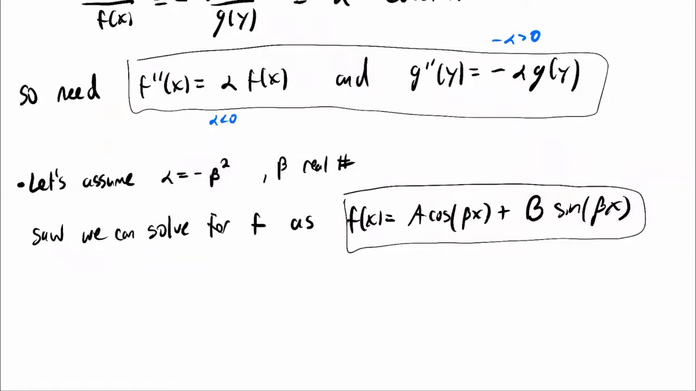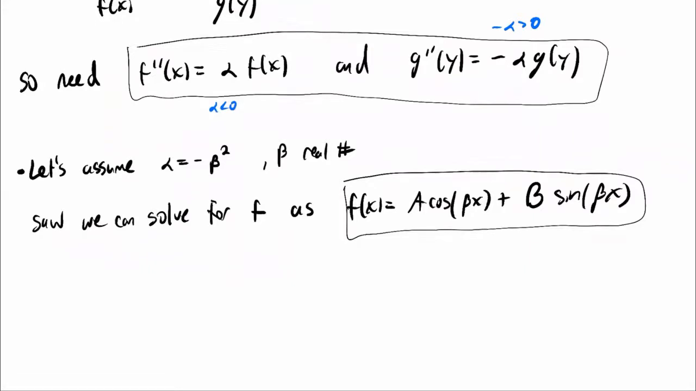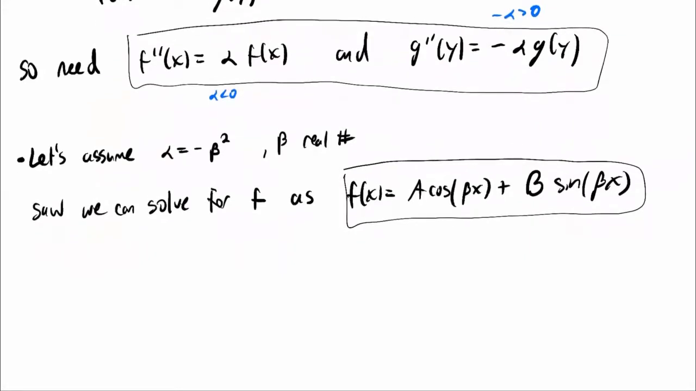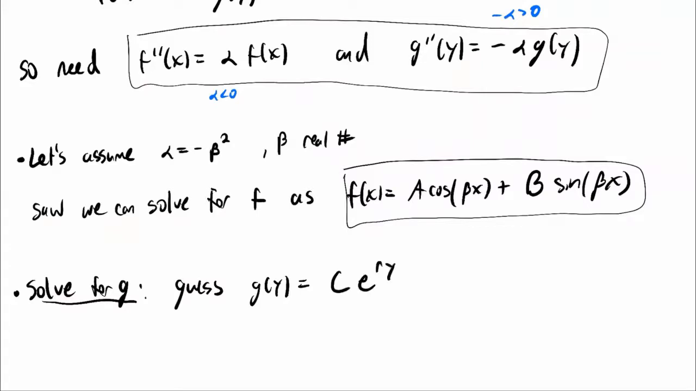And so in particular, you may remember this from either calculus or ordinary differential equations class. In order to solve for g, I'm going to guess maybe g is equal to some number. Actually, no, let's leave it with a constant. So some number c times e to the ry. So we're going to guess some kind of exponential solution with r a real number.